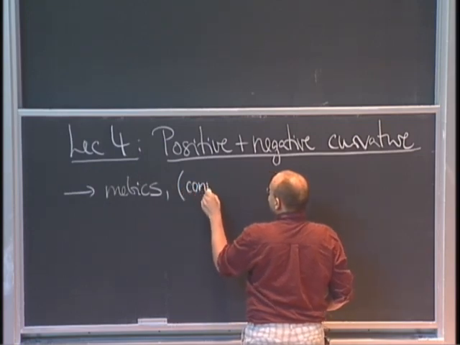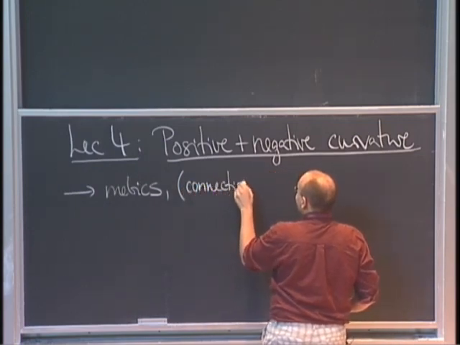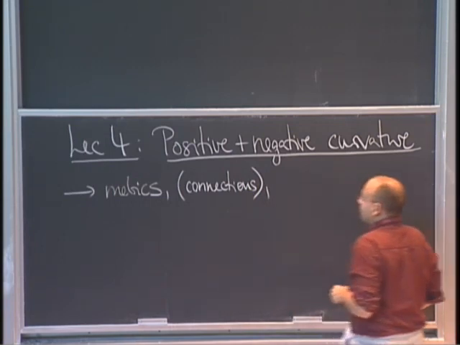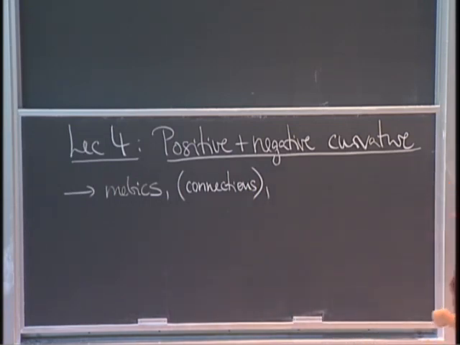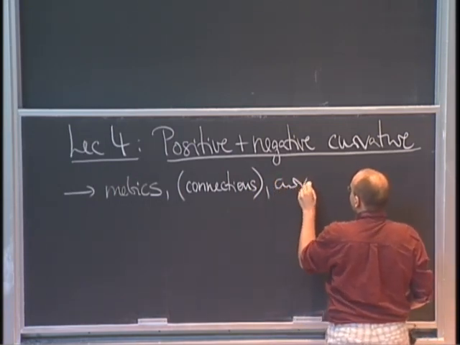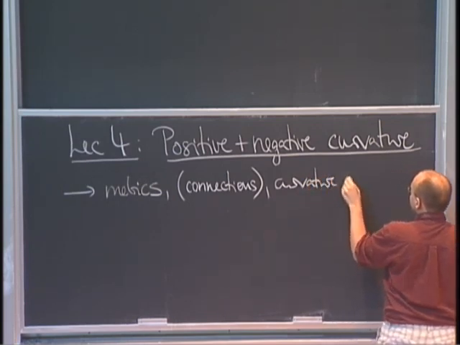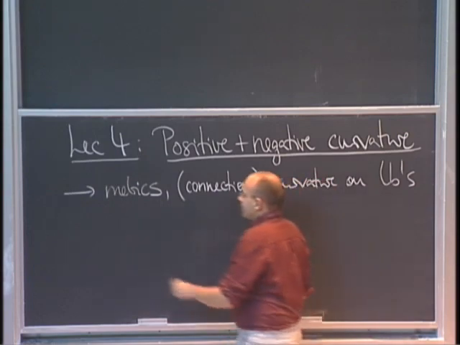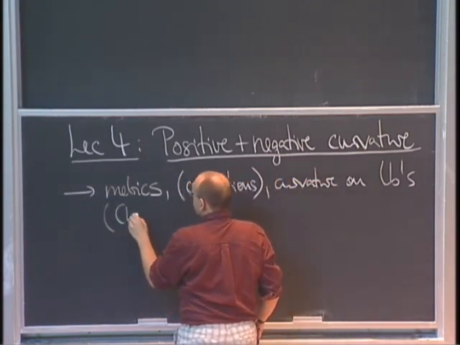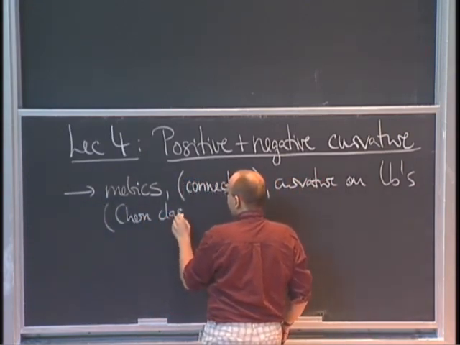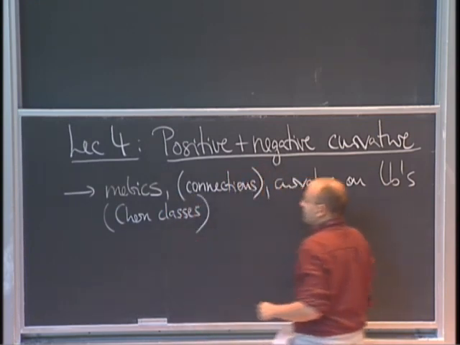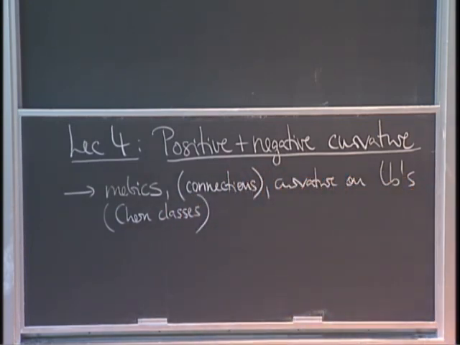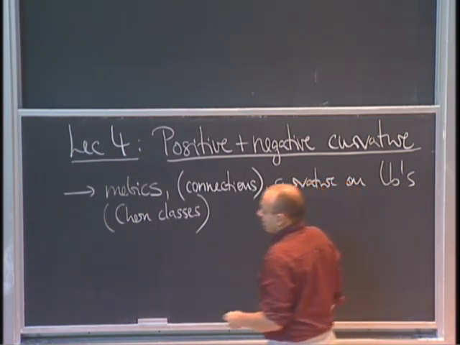There are connections in the game also, connections on line bundles, but I'm not really going to be mentioning those very much. A connection has curvature. I'm also going to be mentioning Chern classes briefly. Once you know what curvature is, you can define the Chern class of a line bundle. It's a characteristic class, the simplest example of a characteristic class of a vector bundle.